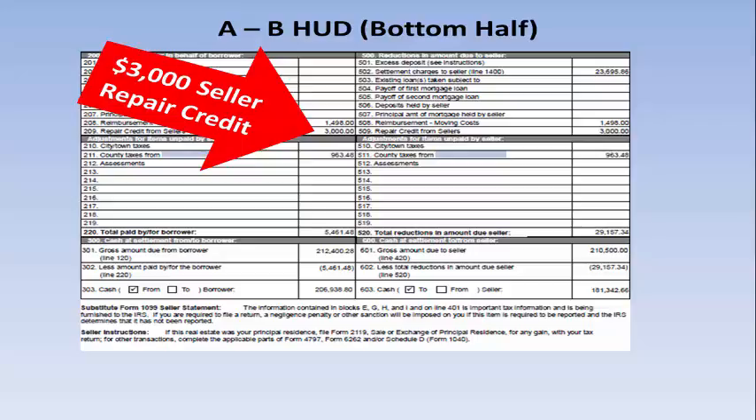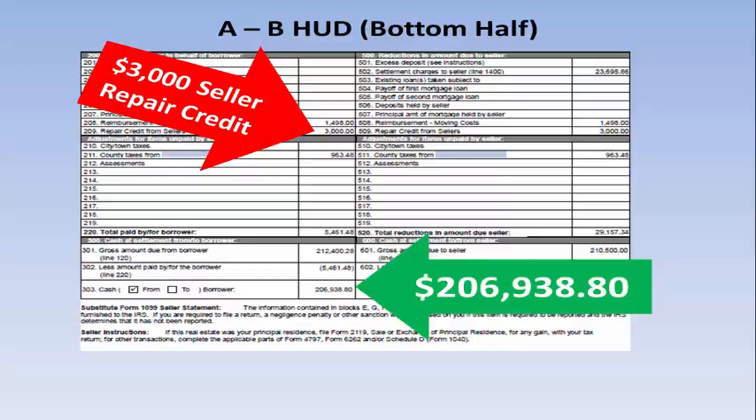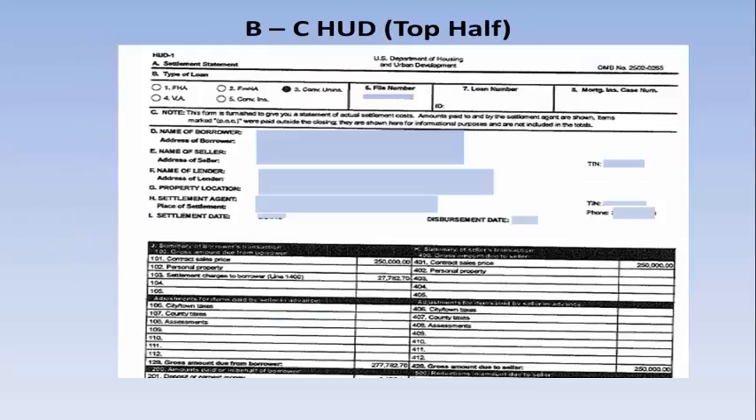Is that really important? Well, in this case, it doesn't seem like a lot of money, but what if that price reduction or seller credit is $80,000 or $90,000, and we've had those? So it's important, if you're an agent listening, that you look at this as a way to not lose the commission, but yet give your buyer a price reduction. There's the bottom line. Because of the seller credit, the actual purchase price net is $206,938.80. Oh, by the way, again, this is the student purchasing the property. No earnest money deposit. Okay, this is the top half of the B to C HUD.